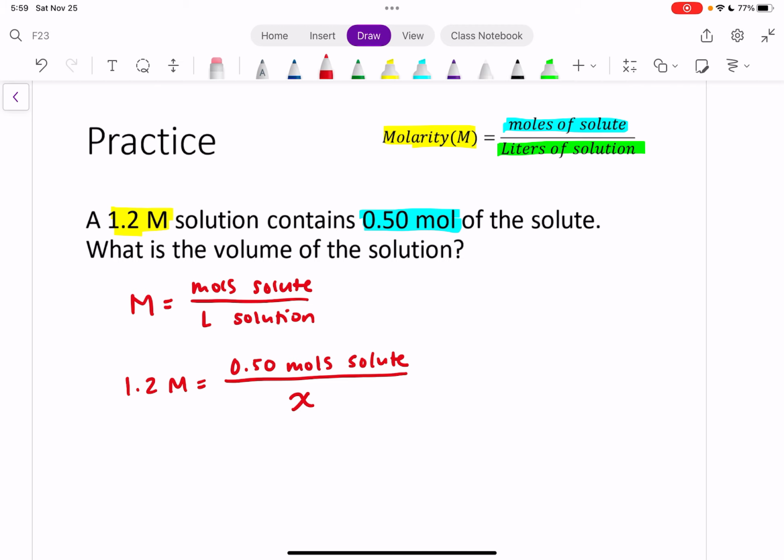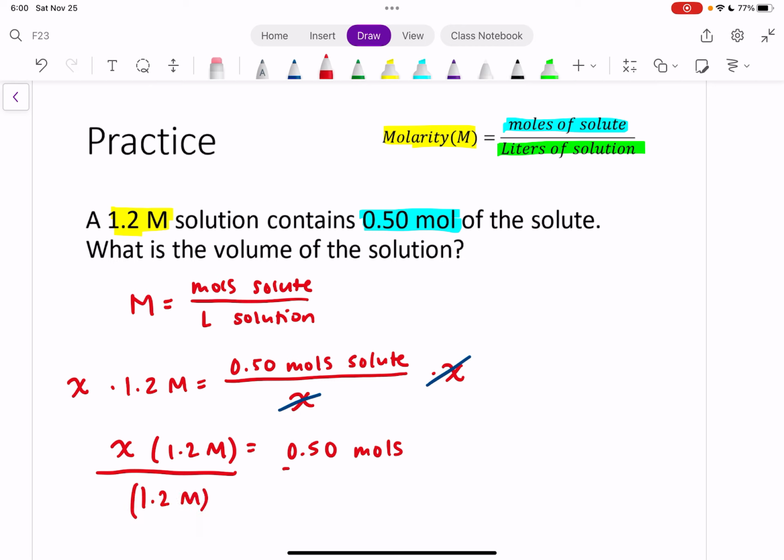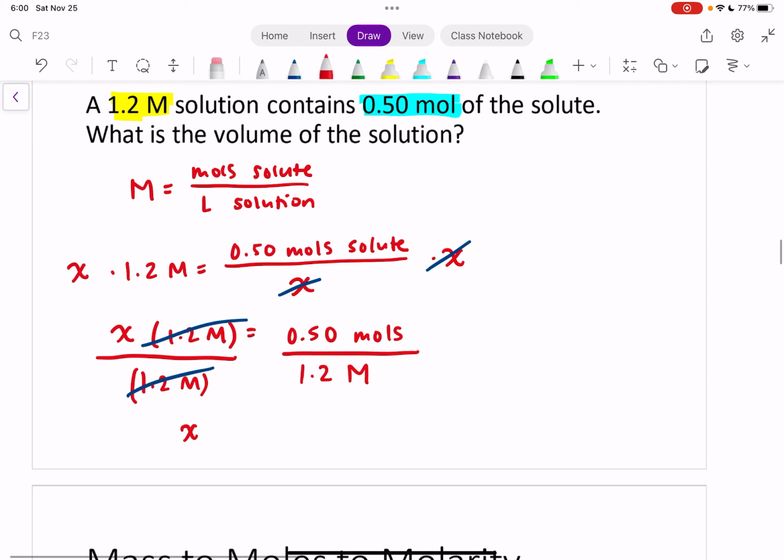So we need to get X alone, so we're going to have to multiply each side by X. It's going to allow us to cancel that out on the right. And then we get X times 1.2 molar equals 0.50 moles. We're going to have to divide by 1.2 molar on both sides and get rid of that. And now we have X equals, and let me just show you these units here. 0.50 moles just stays 0.50 moles.